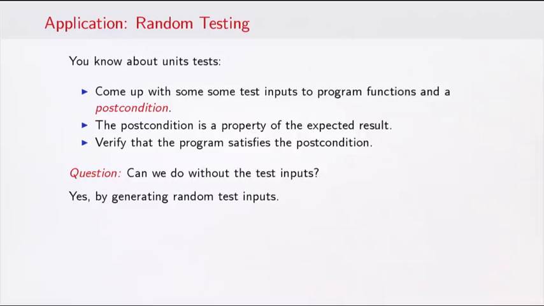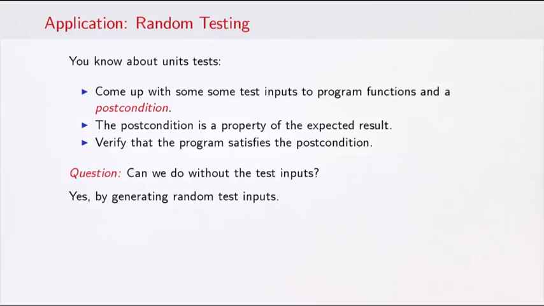An important application of random value generators is random testing. So you know about tests, in particular unit tests. There the idea is you come up with inputs to a program function or a set of program functions, and then you have an assertion or a postcondition that should hold when these functions are run on the input. So the postcondition is a property of the expected result. And then you run the tests to verify that the program satisfies the postcondition. But the point is, after all the tests pass, hopefully, then you only know that the program satisfies the postconditions on these test inputs. There might be others where the program still could fail.